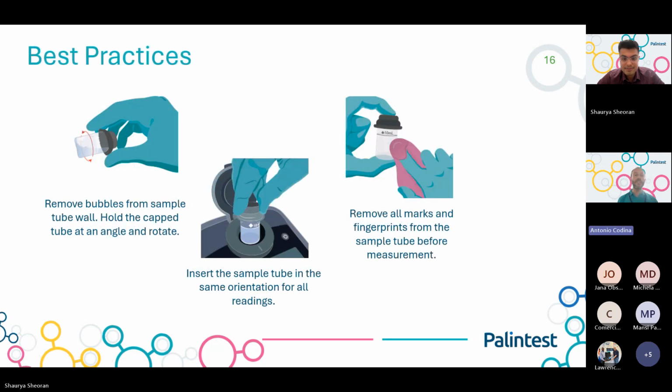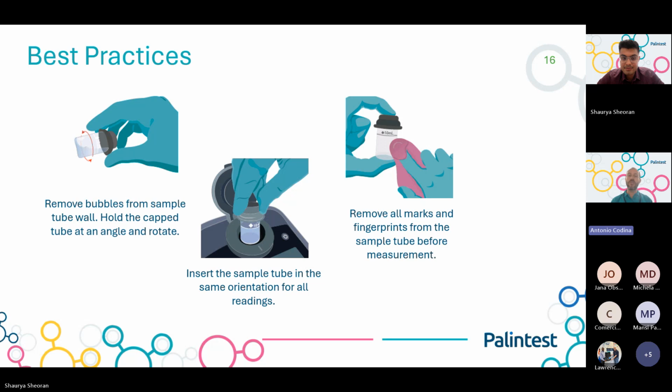So bubbles, this is really important and it happens all the time. It's very easy to form bubbles as you are filling your vial. So the best way to get rid of them is to very slowly rotate the vial and you can look at them against the light and you will notice if there are any bubbles left or not. If you don't do that, you're going to get very unreliable results.